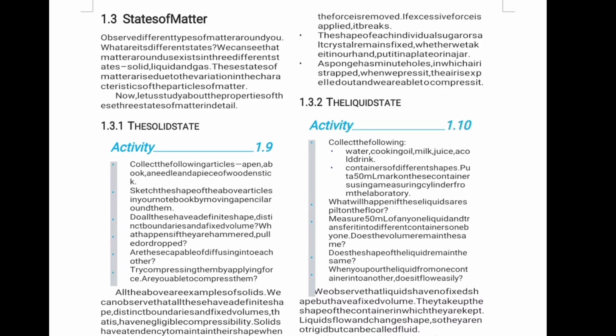We observe that liquids have no fixed shape but have a fixed volume. They take up the shape of the container in which they are kept. Liquids flow and change shape, so they are not rigid but can be called fluid.